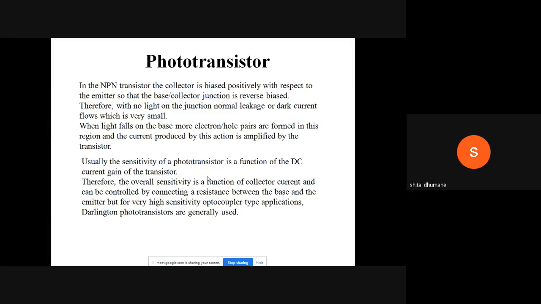So you have to just see the operation of this NPN transistor. In that NPN transistor, your collector is biased positively with respect to the emitter. So your base-collector junction is reverse biased, and with no light on the junction, normal leakage or dark current flows, which is very small. Usually the sensitivity of a phototransistor is a function of the DC current gain of the transistor. So the overall sensitivity is a function of collector current and can be controlled by connecting a resistance between the base and the emitter.